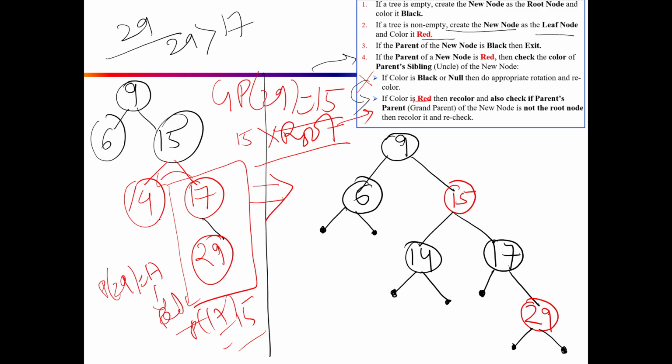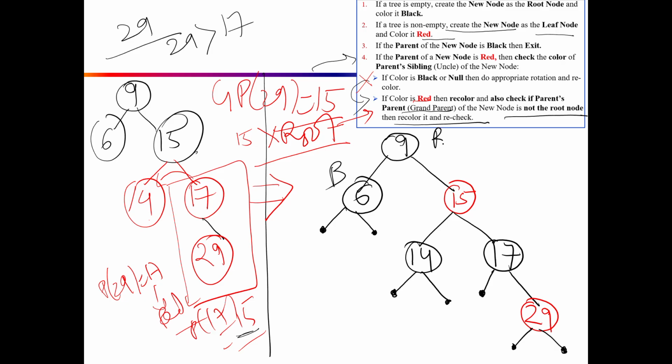If the uncle is red in color, we need to recolor the uncle, and we also need to check the status of the parent's parent. Now, who was the parent of 29? 17. Who is the parent of 17? Node number 15. Is the grandparent the root node? No. If it is not the root node, then we need to recolor it and again recheck whether we are complying with the properties of the red black tree. That is why I recolored node number 15. There was no need for me to recolor 6, so I left 6 as black.